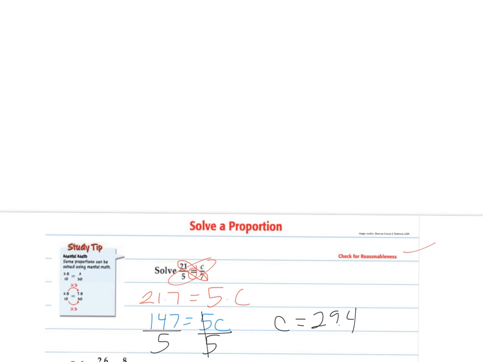So to check for reasonableness, well, we could assume that 21 over 5 is approximately 20 over 5, which is 4. So we can say, okay, 29.4 over 7, it's approximately 28 over 7, which is also 4. So it's a reasonable answer.